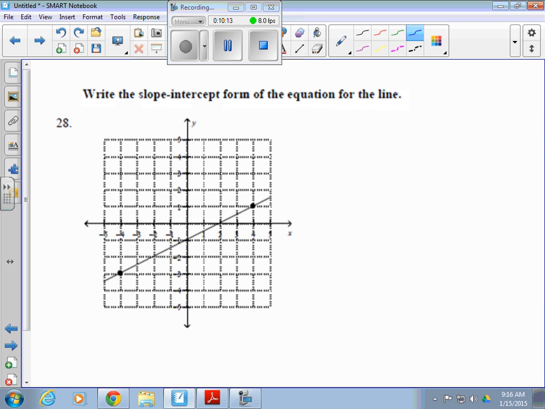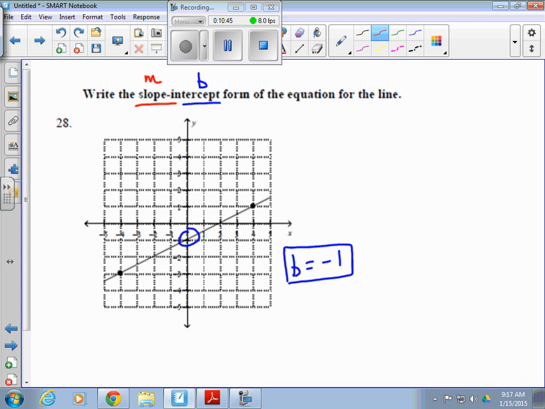Number 28 says write the slope-intercept form of the equation. We need a slope and we need a y-intercept, a b. Okay. We can see what our b value is. It's where it crosses through right there. That b value is at -1. Check and make sure that your scale is counting by 1 and not by something different, like 2 or 10. Then find the slope, just like we did just a few problems ago.